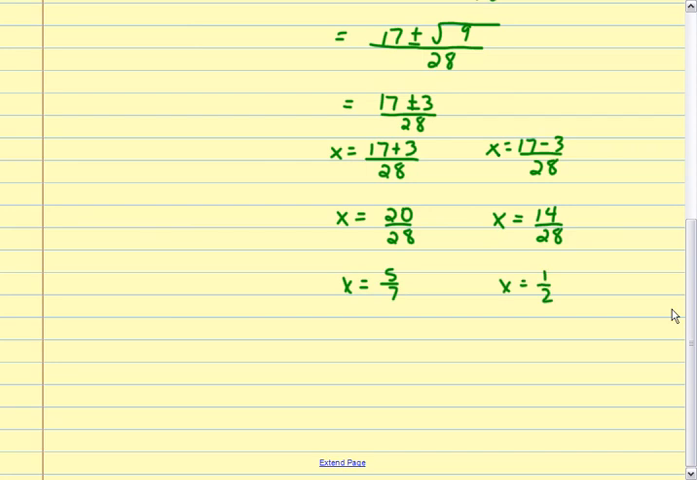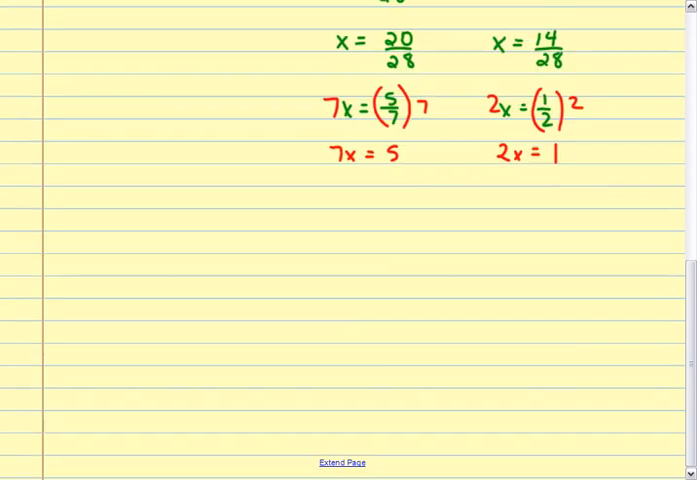Now, once we get to this part, and I know it's been a long problem so far, but once we get to this part, we want to multiply both sides by the denominator, okay? Same thing over here. Multiply that by the denominator. We're going to get 7x is equal to 5 on the left, and we'll get 2x is equal to 1 on the right. Okay? Now, let's keep going down.